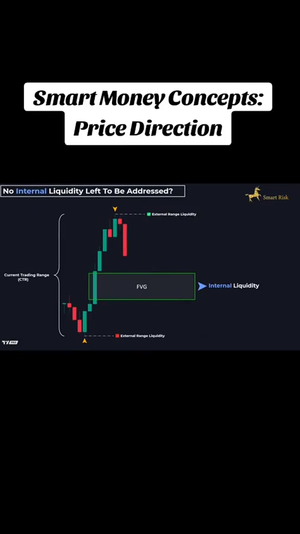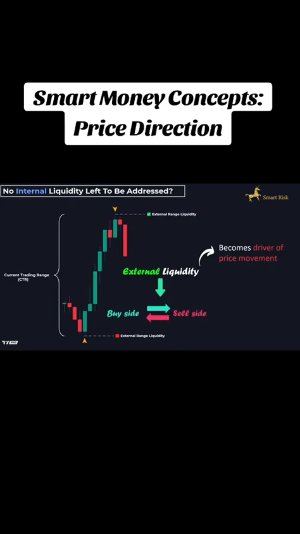As mentioned earlier, price always moves between internal and external liquidity. Think of it as a continuous loop where the market oscillates from fair value gaps and imbalances to highs and lows stacked with stop orders, and then back again. But when internal liquidity is absent, when the price action is clean, efficient, and balanced, external liquidity becomes the sole driver of price movement. For example, in a situation where there's no internal liquidity present, price begins to cycle directly between buy-side and sell-side liquidity, targeting the major highs and lows where stop orders are likely to accumulate.